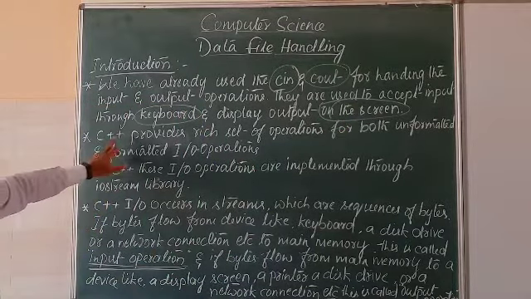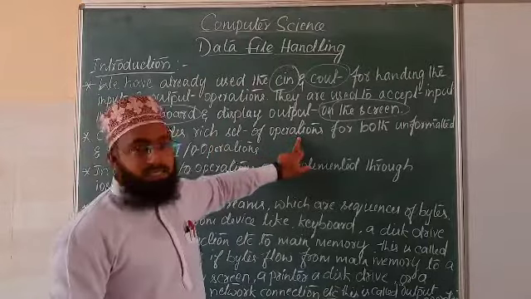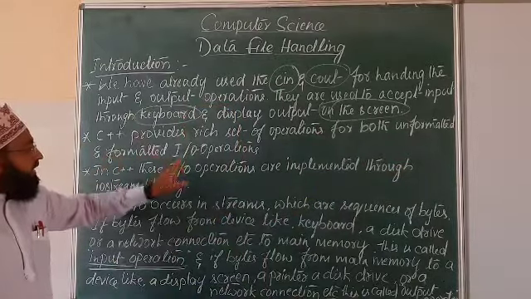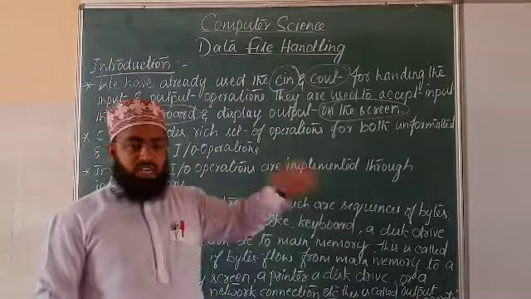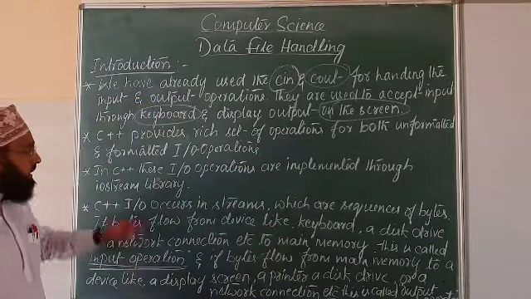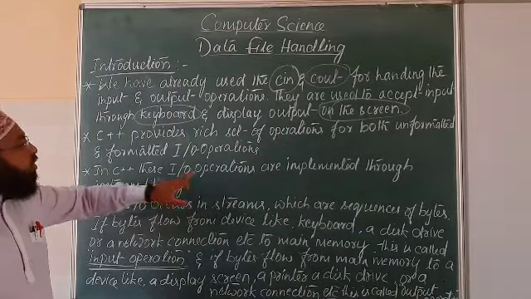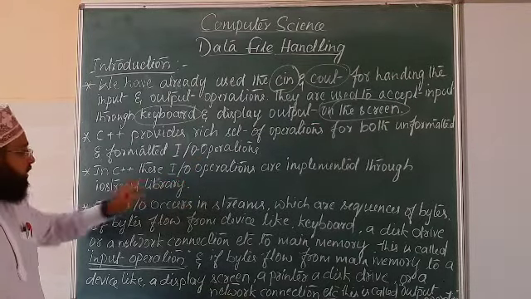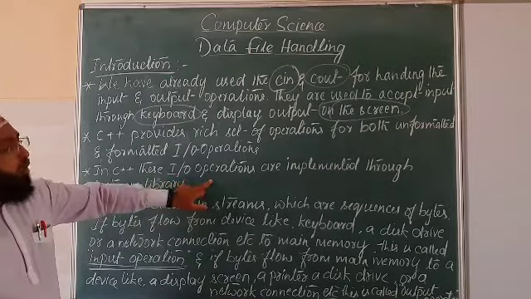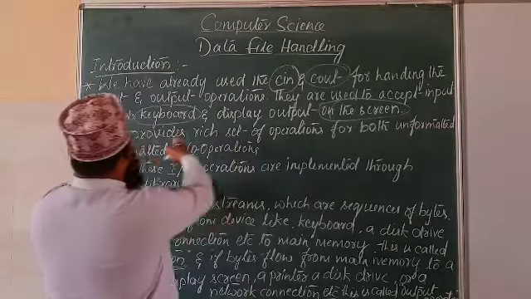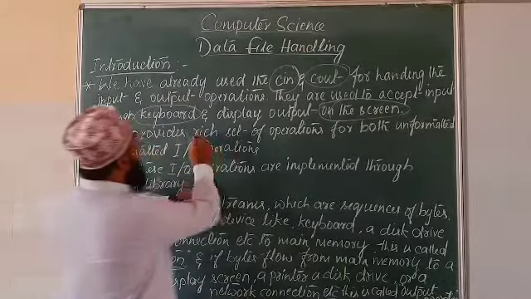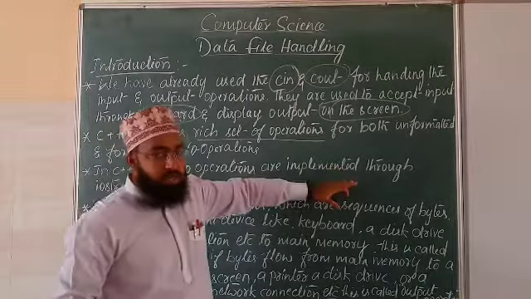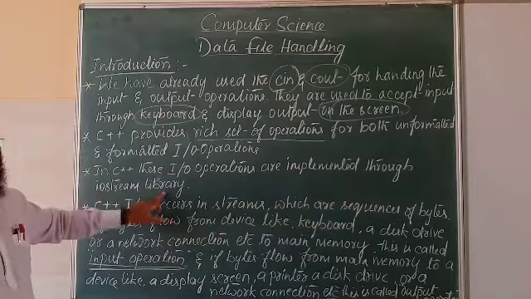Understood? C++ provides a rich set of operations. It is true for both unformatted and formatted input output operations. Later we will come to know what is meant by formatted and unformatted. In C++, the IO operations, IO means input and output, this rich set of operations is implemented through the iostream library.